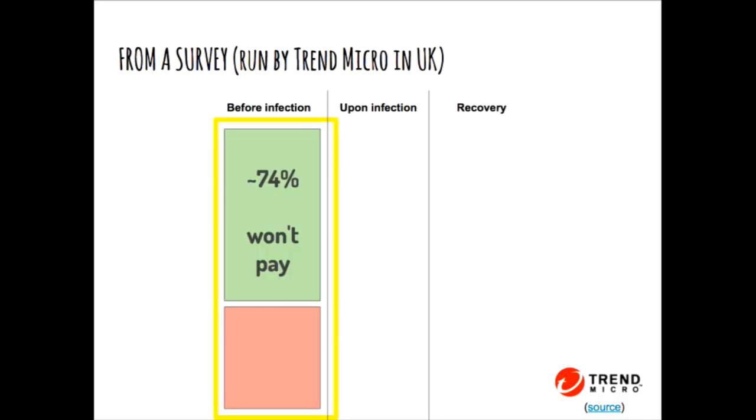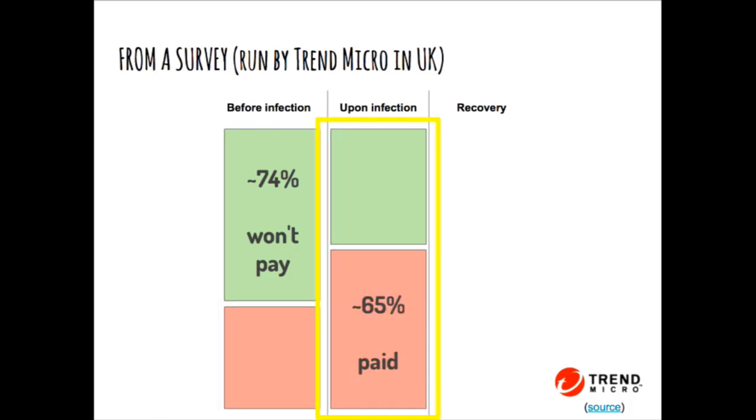So the first question, before infection, people are bullish. They say, oh, I would never pay. The majority of them say, of course I will never pay. But then if you ask the people who were hit by ransomware, the majority of them would pay, right? More than 50% of them would pay. So you can see here how ransomware, once you experience it, changes everything. It can even change your posture.